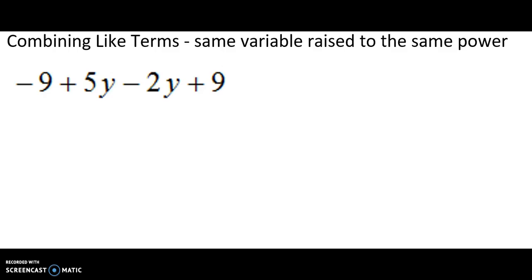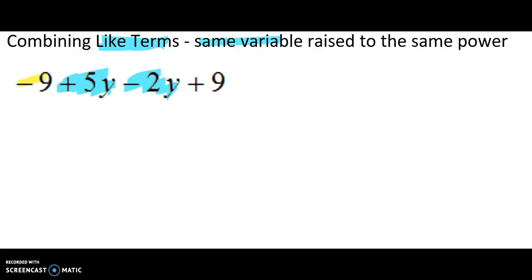Okay, now the next skill I'm going to talk about is combining like terms. Well, what makes a like term? They have the same variable raised to the same power. So if I look here, that positive 5y and the negative 2y have the same variable, right? And they're raised to the same power, the power of 1.